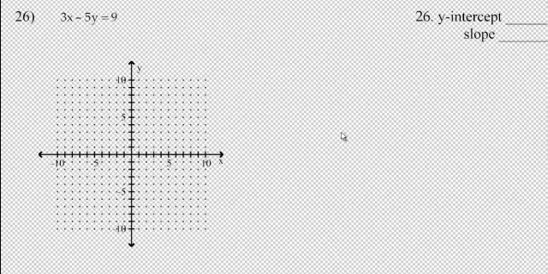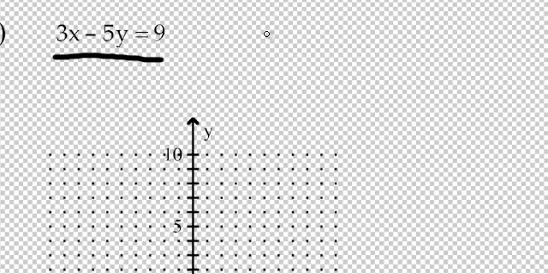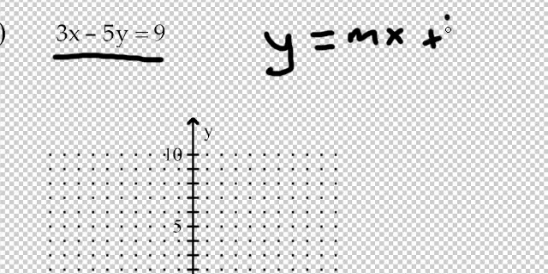If you get a question like this that wants you to graph it again using the y-intercept and the slope, look, this particular equation is not written in the y equals format. Remember, y equals mx plus b. Clearly when it's written as y equals mx plus b, you can see the slope and the y-intercept. This is not written like that, so you have to change it.